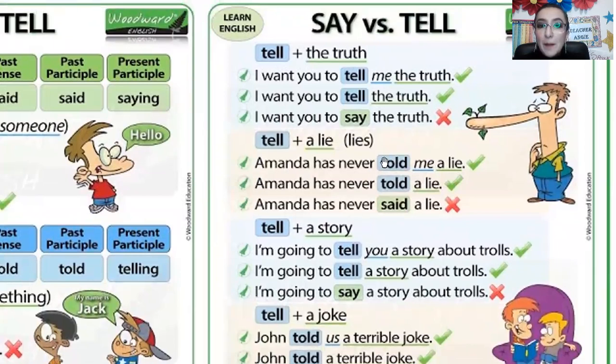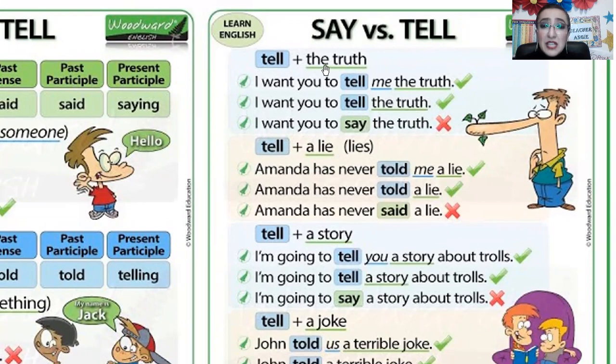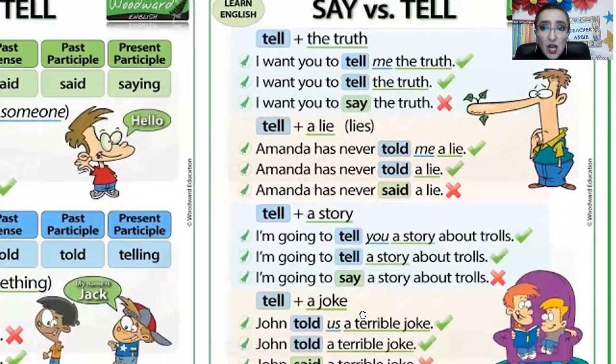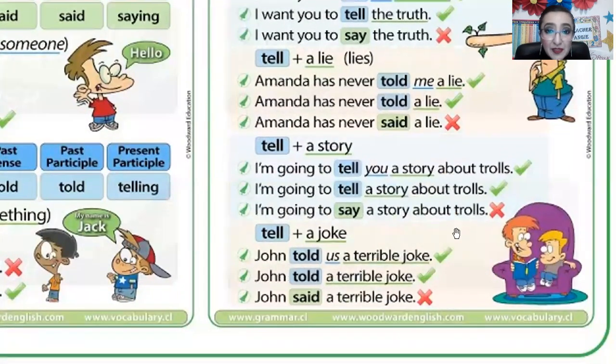Amanda has never told me a lie. Amanda has never told a lie. Amanda has never said a lie. No, that's not correct. With telling the truth, telling a lie, telling a story, telling a joke, these are going to be some exceptions maybe that we are going to be having with this. Tell a story. I'm going to tell you a story about trolls. I'm going to tell a story about trolls. That's cool. I'm going to say a story about trolls. No.